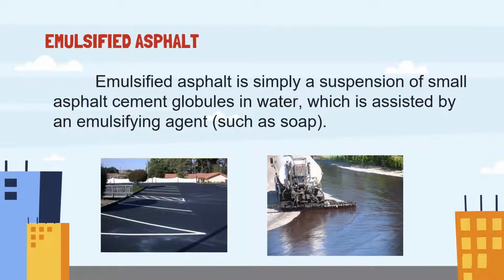Emulsified asphalt. Emulsified asphalt is simply a suspension of small asphalt cement globules in water, which is assisted by an emulsifying agent such as soap. It imposes an electrical charge on asphalt particles so that they will join and cement together.